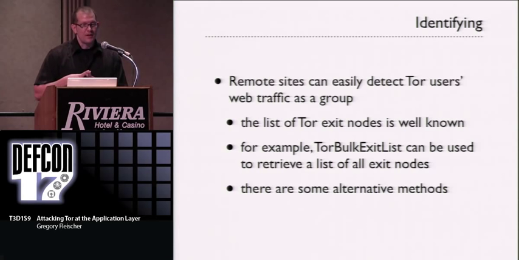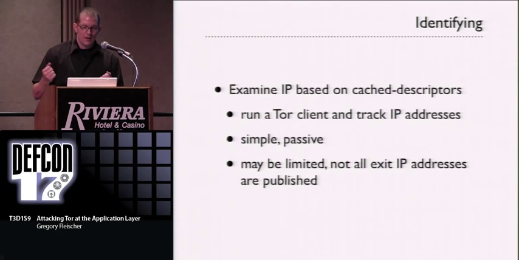So it's pretty easy to get a list of IP addresses of all the known Tor exit nodes. And I mean, this is by design. You have to know what these IP addresses are to construct your path through the network. So something like the Tor bulk exit list can be used to retrieve a large list of all the nodes, all their IP addresses. But there are a few other alternative methods.